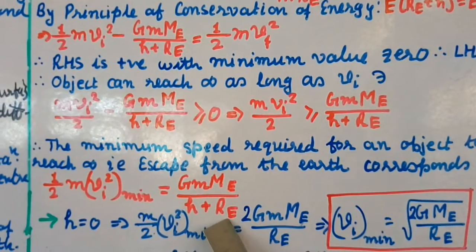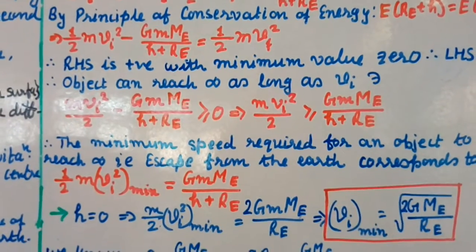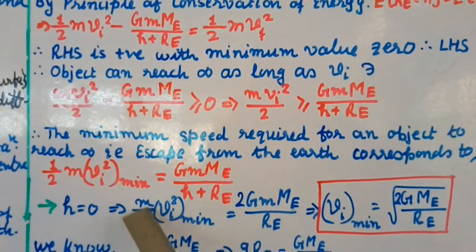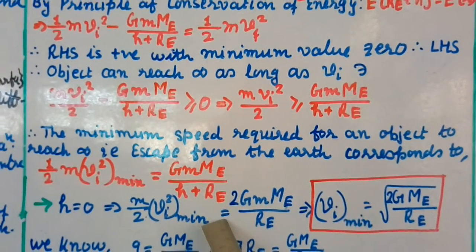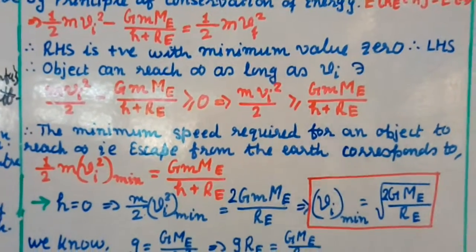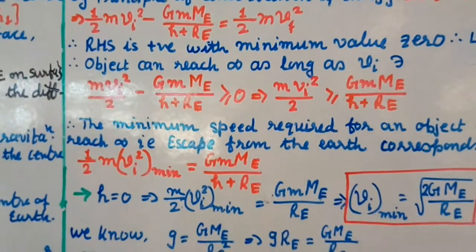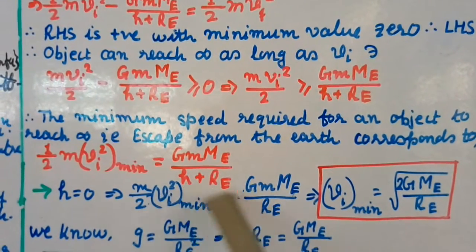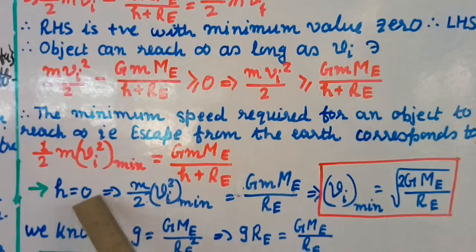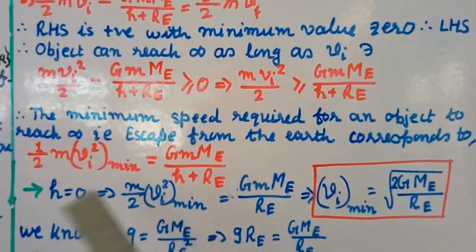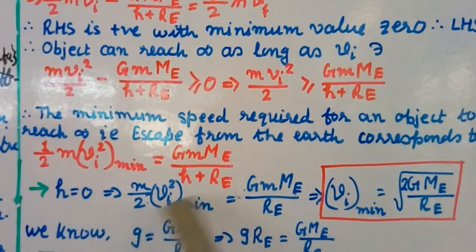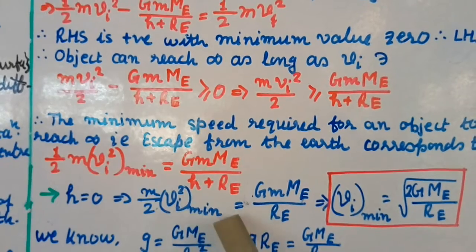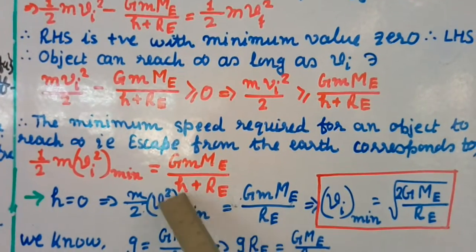Okay, now from the surface of the Earth, you take height h equal to 0. So here m by 2 vi square minimum equal to, sorry, there is a mistake, there should not be 2 here. That 2 should not be there because that 2 is here. So here G m Me divided by Re plus 0, so this h is placed 0, so it will become Re. And this 2, don't write it here. It was a mistake. So m by 2 vi square minimum equal to G m Me by Re because h equal to 0.